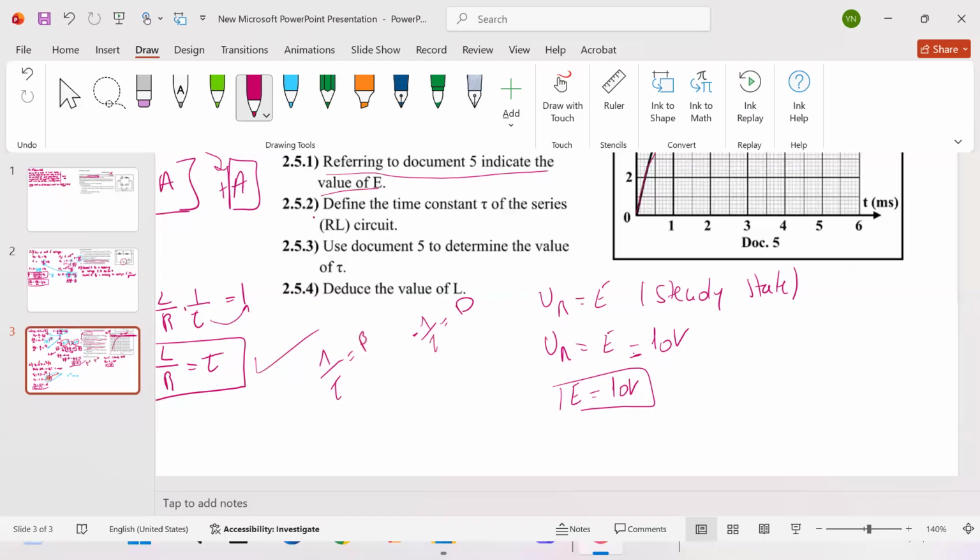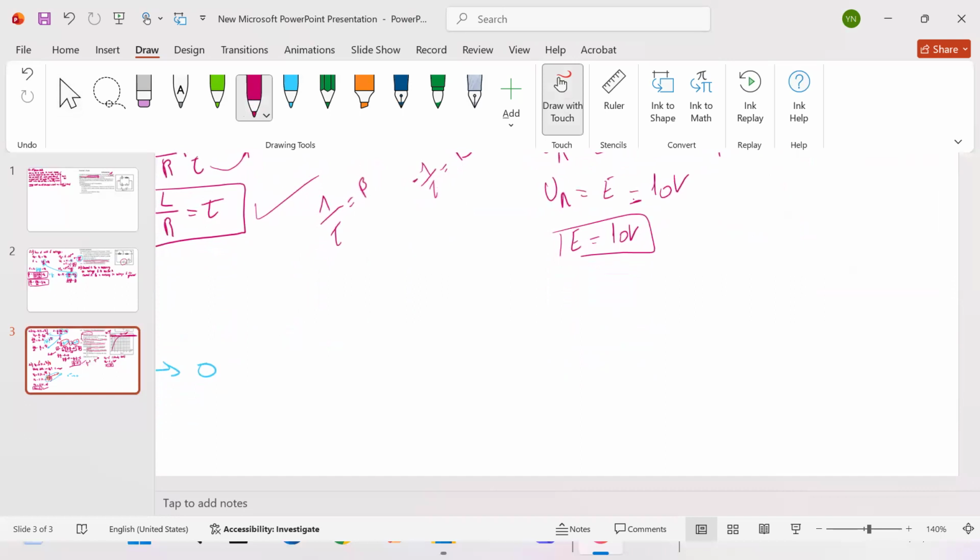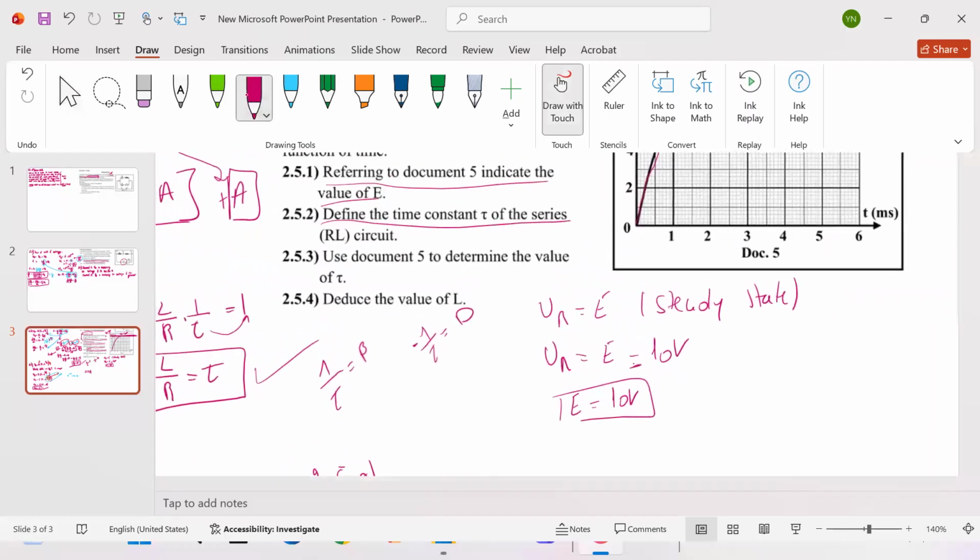Now, 2.5.3, define the time constant tau. Tau, that's a very good question, by the way. They give me just 1 point for nothing. You have to know the definition. Tau is a time constant, and it's not any time constant. It's a special time. Every time, no matter what the experiment is, no matter what the voltage is, no matter what the coil is, every time at tau, which is L over R, I always have 63% of the maximum value.